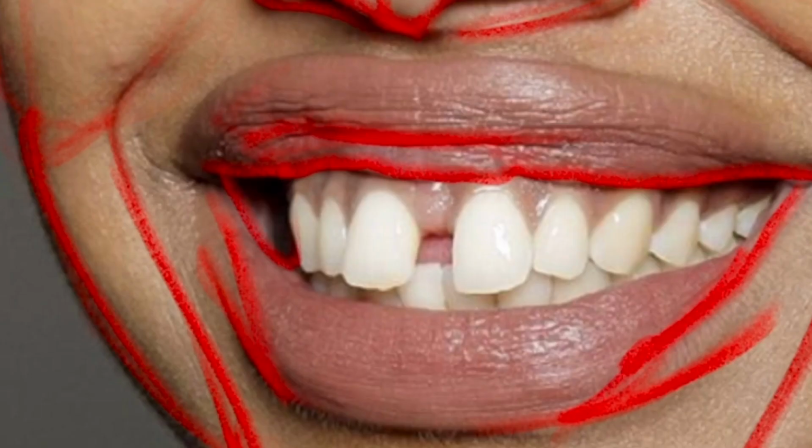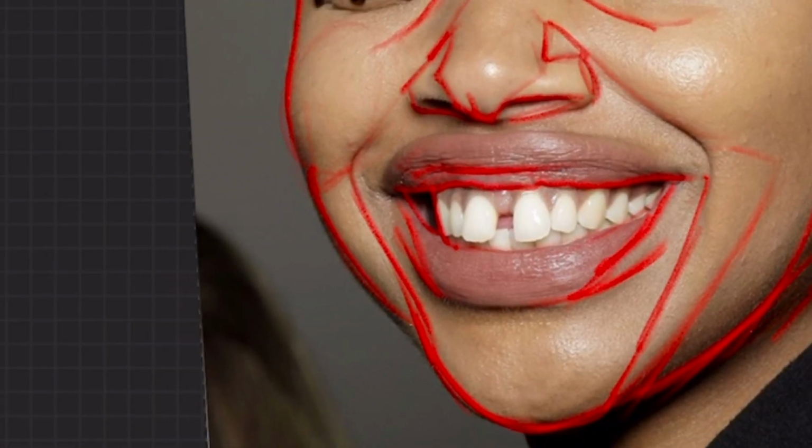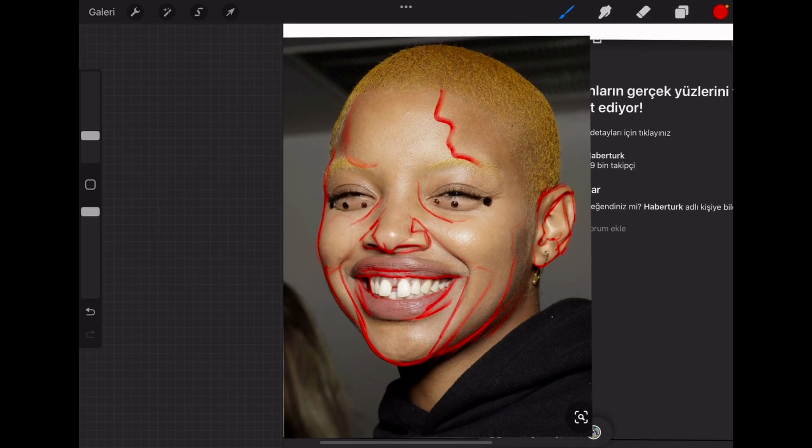Look at this gap in here. Look at this 3D form. Wow. And then look, a symmetry line. When drawing symmetry lines, it actually helps you to see where those bumps are. You can start to see things as 3D forms.